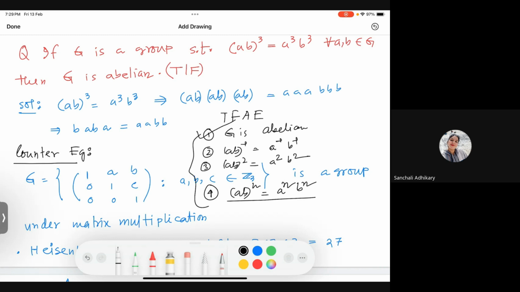If you are saying G is abelian, then these three hold. If you are saying (AB)^-1 is equal to A^-1 B^-1, then G is abelian; then (AB)^2 is equal to A^2 B^2, then (AB)^n is equal to A^n B^n. This is a nice question, huh? It's a calculative question.